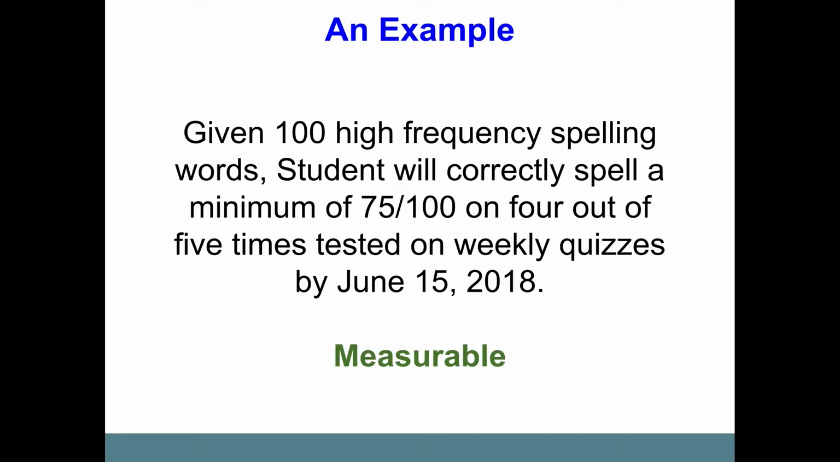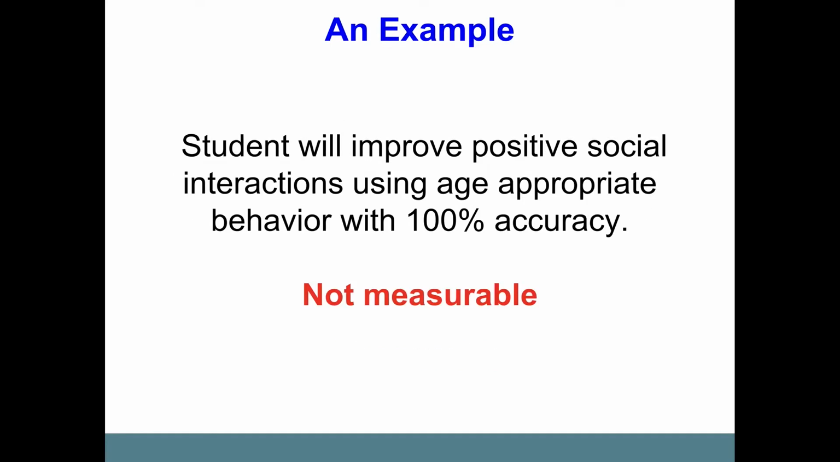Given 100 high frequency spelling words, a student will correctly spell a minimum of 75 out of 100 on 4 out of 5 times tested on weekly quizzes by June 15, 2018. Now, that sounds like a mouthful, it feels like a mouthful, and quite frankly, it is a mouthful, but it's also measurable, right? Because you know exactly what the student will be performing, what the expectations are, when it will occur or when you're expecting it to occur, and how often it's expected to occur. So this is a measurable goal.